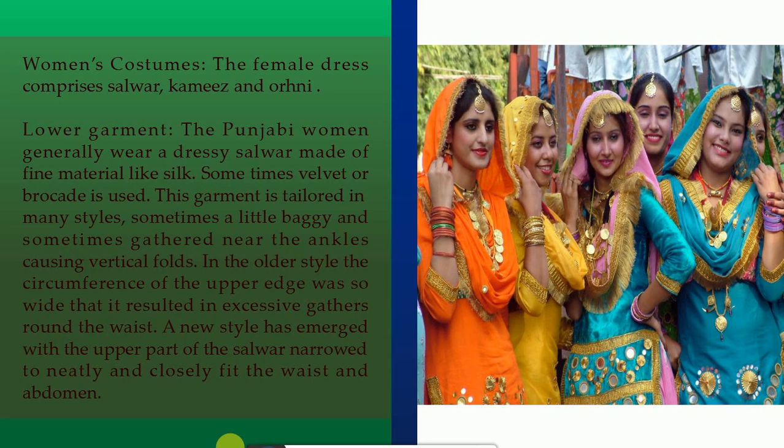Women's costumes. The female dress comprises salwar, kameez and ohni. Lower garment. The Punjabi women generally wear a dressy salwar made of fine material like silk. Sometimes velvet or brocade is used. This garment is tailored in many styles, sometimes a little baggy and sometimes gathered near the ankles causing vertical folds.